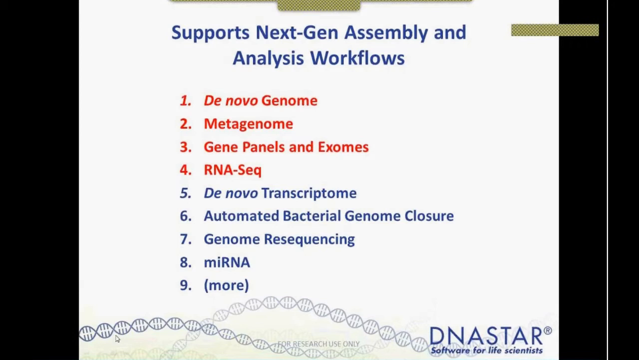So here's a list of a number of the next-gen assembly and analysis workflows. And you can see that we support virtually all the next-gen workflows. The ones that I have highlighted in red are the workflows that we're going to cover today. De novo genome, which will be a bacterial genome, and then we'll have a metagenomic alignment of bacterial sequences, a mix of sequences from human gut, to bacterial databases. And then we'll look at a gene panel data set, and then finish up with an RNA-Seq data set. And so with those four workflows, you'll get a very good idea of what the capabilities are in our software and what the interface looks like.